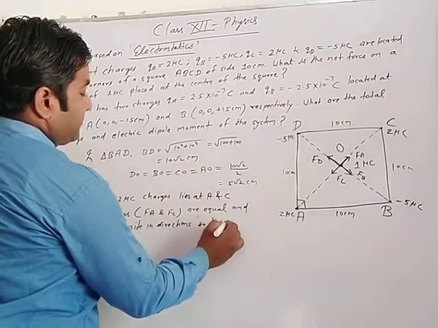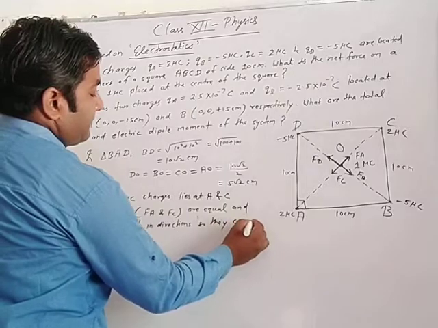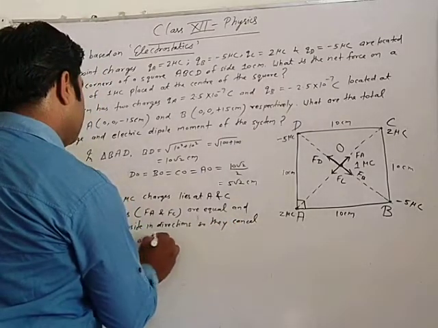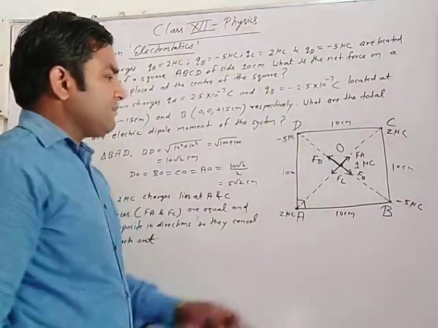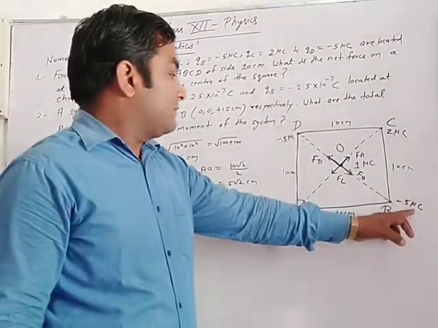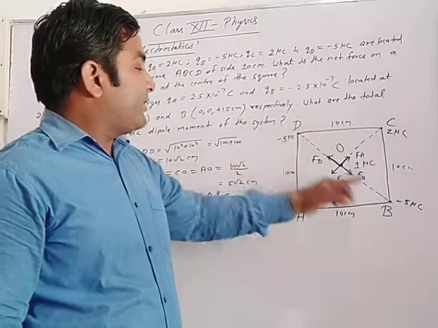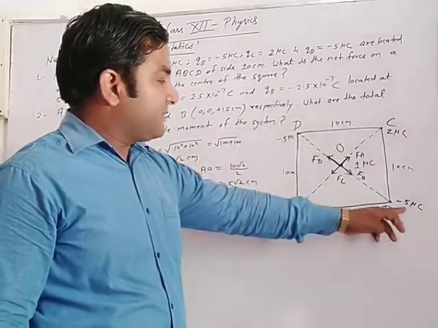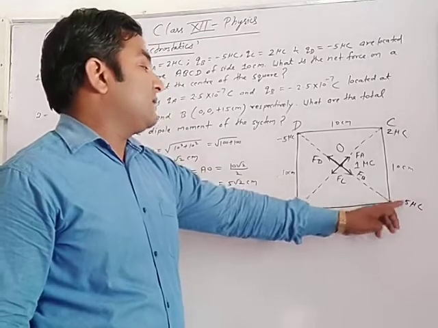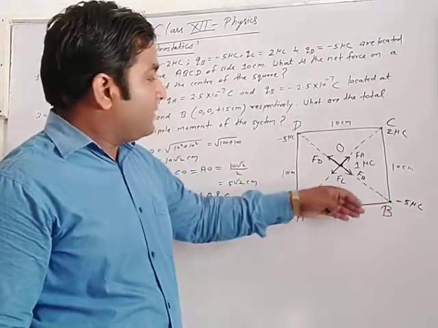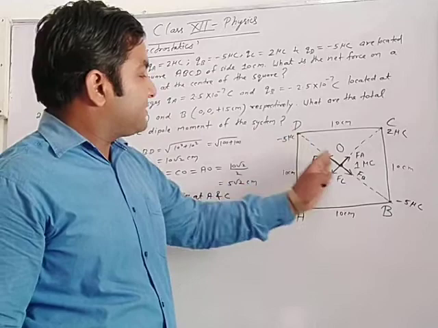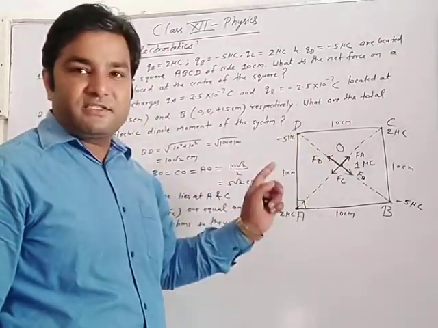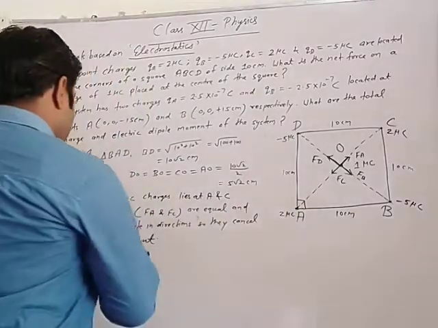So they cancel each other out. Similarly, due to the minus 5 microcoulomb charges at points B and D, both act in opposite directions. Due to the minus 5 microcoulomb charge at B, the force is towards OB, and due to the minus 5 microcoulomb charge at D, the force is along OD. Both are equal in magnitude but opposite in direction, so they cancel each other out.